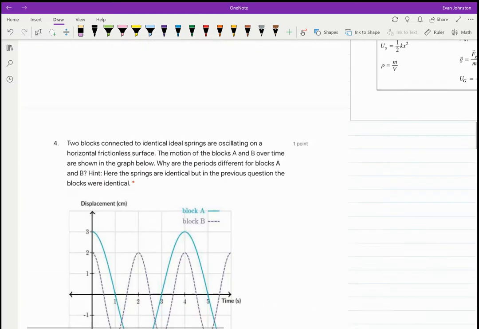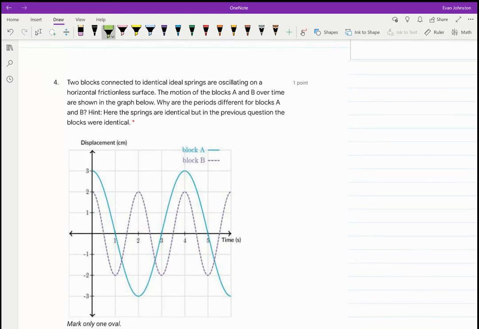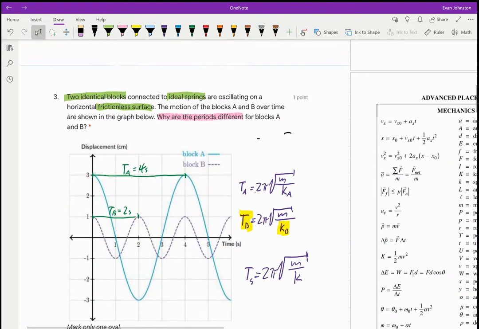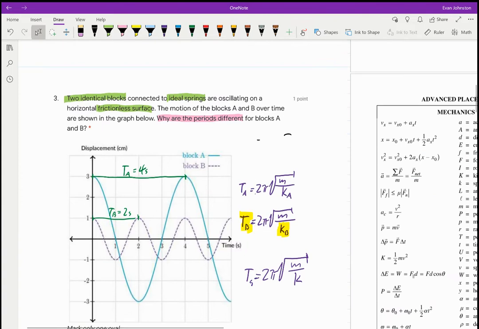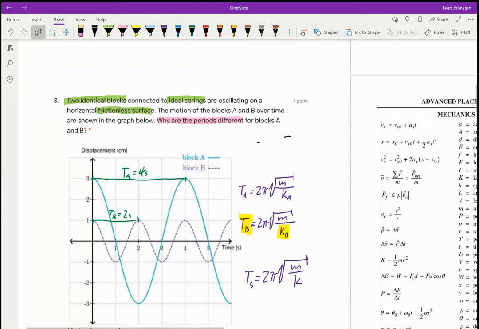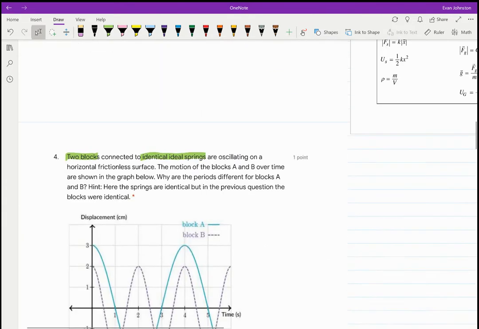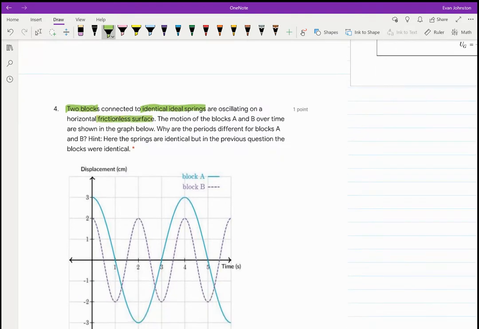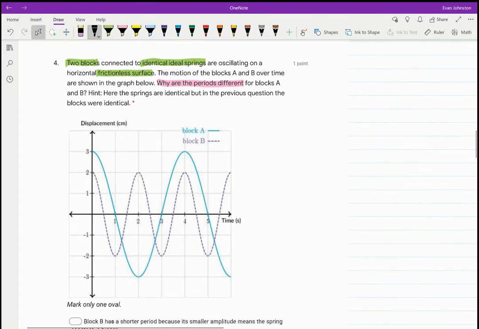So let's look at our next one. Now we can speed up a little bit. So it says 2 blocks connect to identical ideal springs. So wait, in 3 we had identical blocks and ideal springs, so the springs were different and the blocks were the same. Now in this one, the blocks are different, but the springs are the same. It's still a frictionless surface. We're still given a graph, and it's asking, why are the periods different?